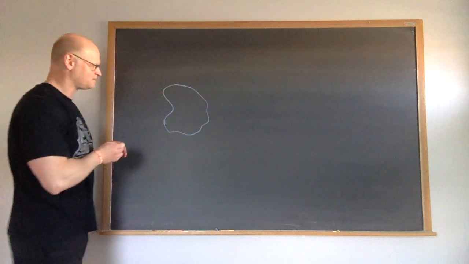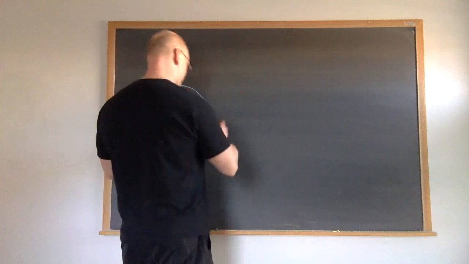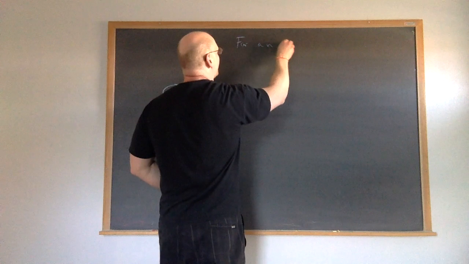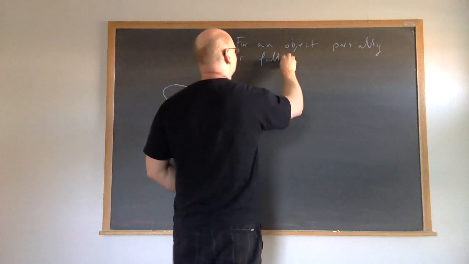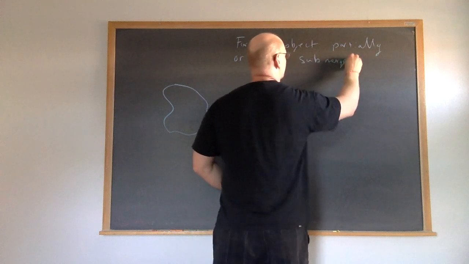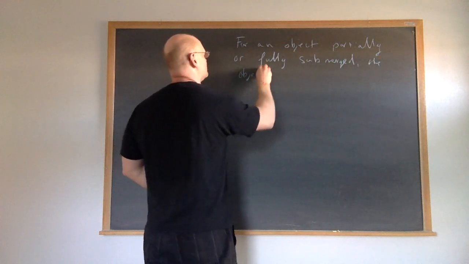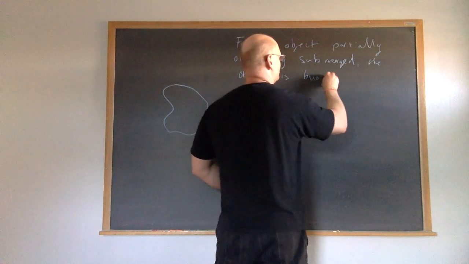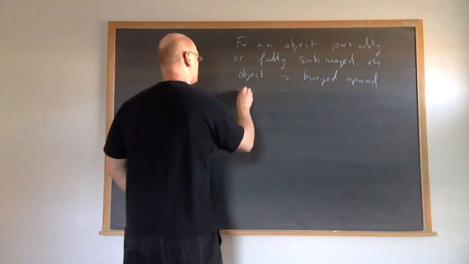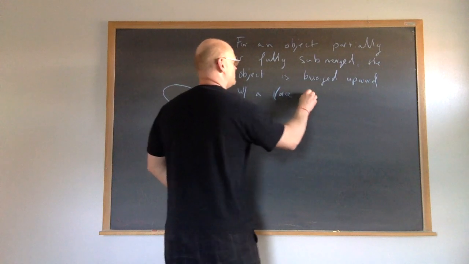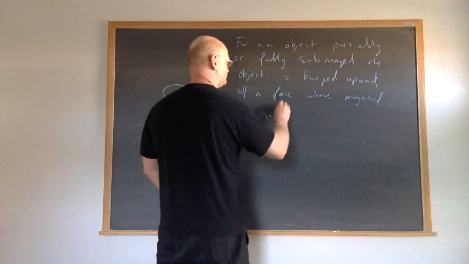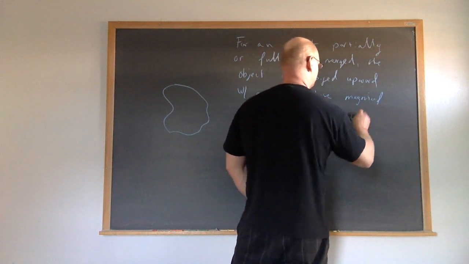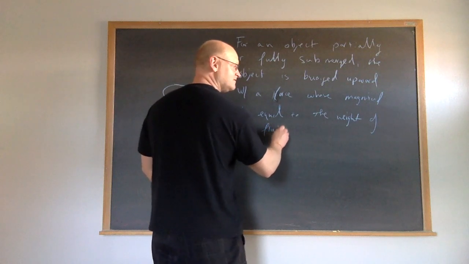So, Archimedes' Principle says that for an object partially or completely submerged, so if here is my object, then this thing is buoyed. So for an object partially or fully submerged, the object is buoyed upward with a force whose magnitude is equal to the weight of the fluid being displaced.